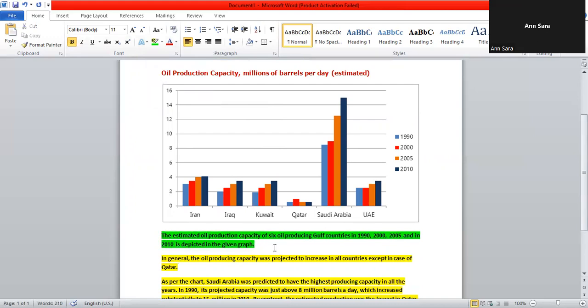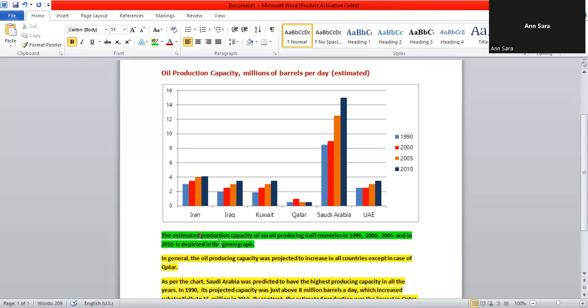The estimated production capacity of 6 oil producing Gulf countries in 1990, 2000, 2005, and 2010 is depicted in the given graph. So instead of saying between 1990 and 2010, we have said all the years individually, because we have 4 distinct years here. So we have written the 4 distinct years as they are.